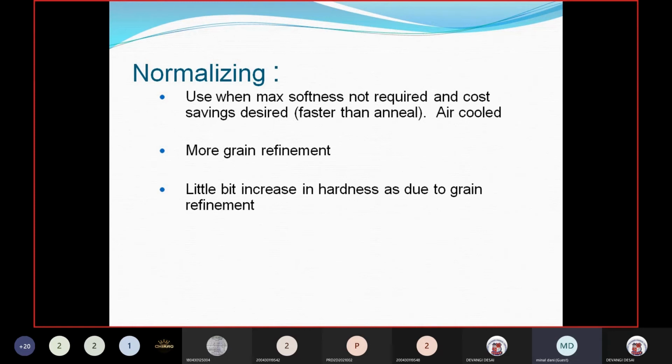So because of that, whatever microstructure I have shown you, you are getting the grain refinement. And because of that grain refinement, a little bit of hardness improvement is there. You are not getting much more hardness, but compared to annealing, some strength and hardness you are getting in the normalizing condition. So some components, you just have to do the normalizing.